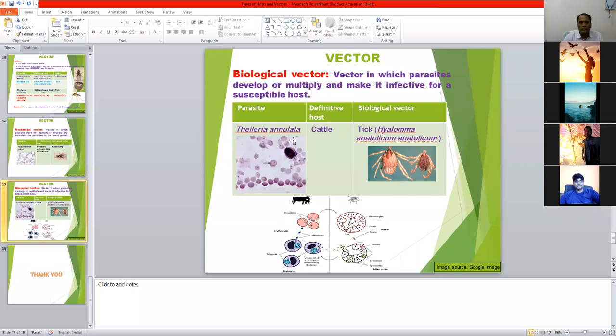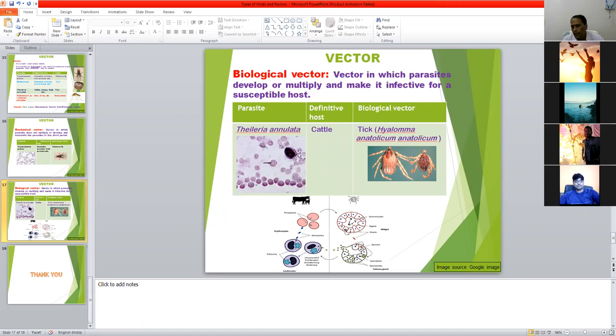Means, as for example, Theileria annulata is found inside the RBC. This is the ring-shaped body inside the RBC, about 1 micrometer in length or diameter. It is not Trypanosoma evansi. This is the RBC. Inside the RBC, a small organism is Theileria annulata, which is indicated by the arrow. The definitive host is cattle.